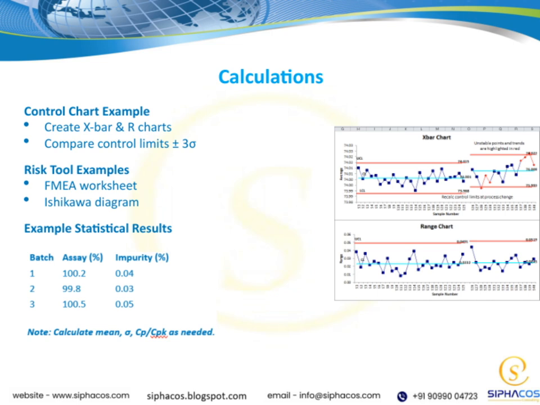Moving on to risk tools, we see practical examples like the FMEA worksheet. This helps us identify potential failure modes and their effects so we can proactively address them. Another valuable tool is the Ishikawa diagram, or fishbone diagram, which helps us visualize root causes of problems by categorizing potential factors. Finally, we have some example statistical results. These results give us insight into process performance and help us make informed decisions. Overall, these tools and calculations are essential for maintaining quality and driving continuous improvement in our processes.